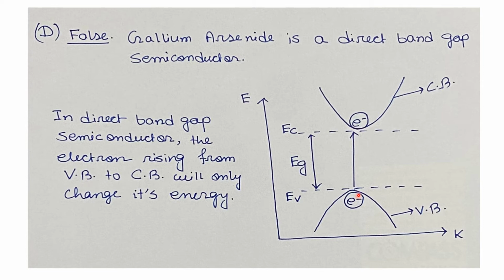So, in order to have an electronic transition from valence band to conduction band, the electron needs only the energy which is equal to the band gap of the semiconductor. The electron doesn't need any momentum change because the edge of the conduction band and the edge of the valence band lie at the same K point. So in a direct band gap semiconductor, the electron rising from valence band to conduction band will only change its energy.